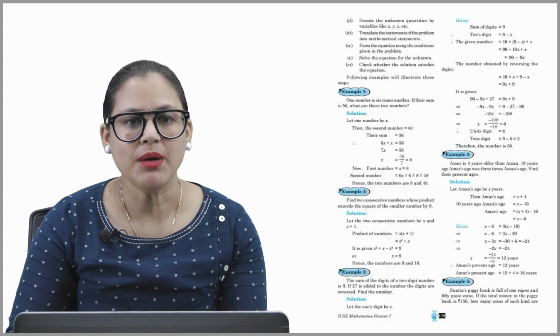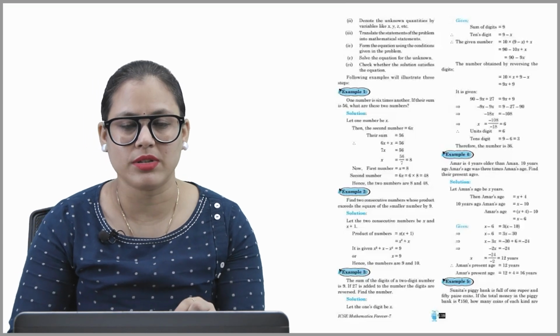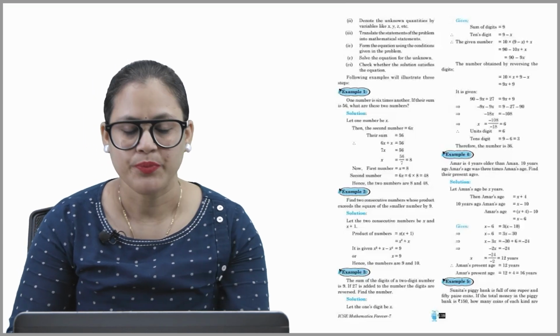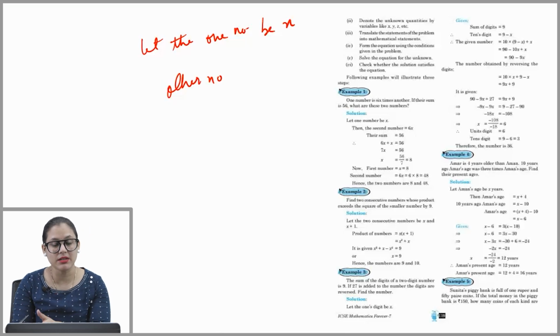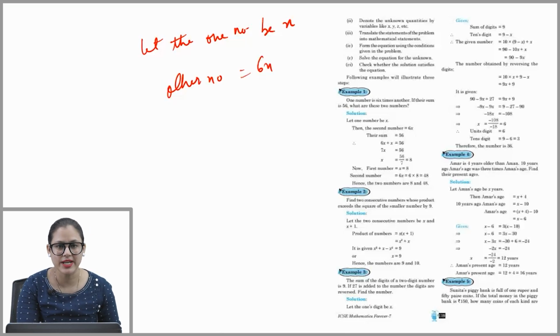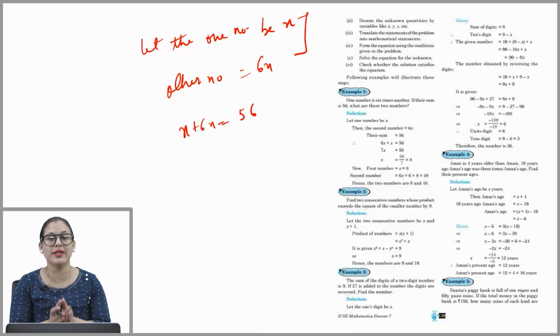Example 1, one number is 6 times another, and if their sum is 56, what are these two numbers? So, let one number be x. The other number is what? The other number is 6 times another, that is 6x, right? And the sum of these two numbers is 56. So, now we have formed the equation. Now, it's time to solve this equation.